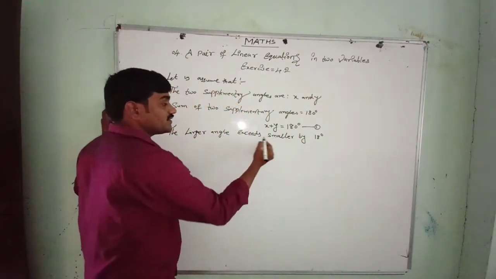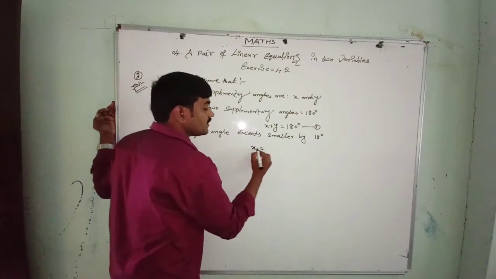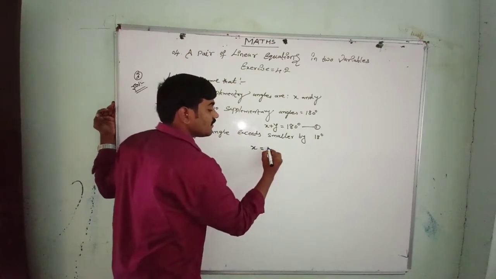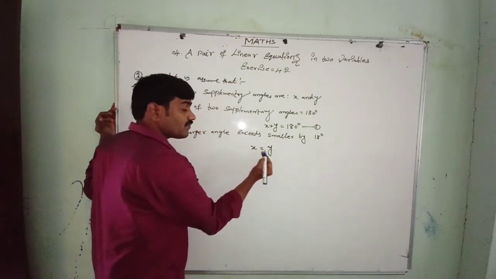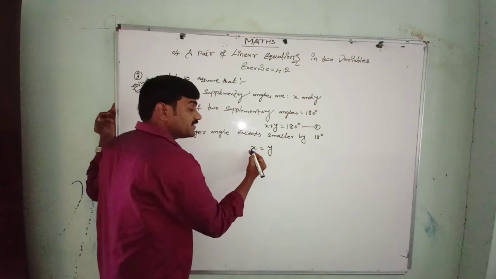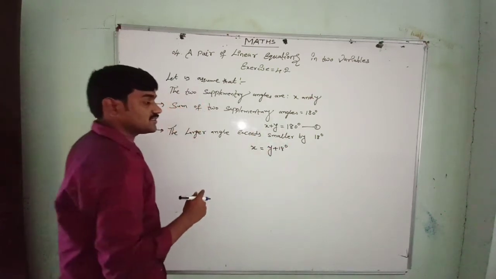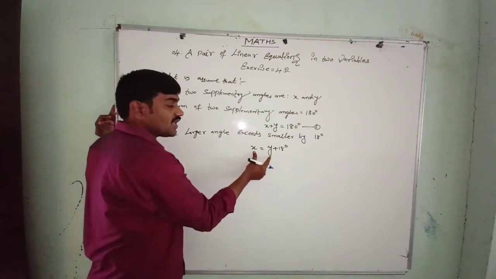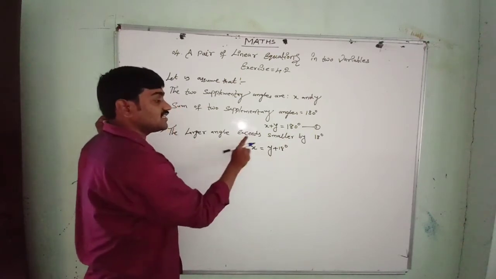That means what will be here? Suppose the larger angle is x. If the larger angle equals the smaller angle, x equals y. But what happened? The larger angle is 18 degrees more, that means y plus 18 degrees. But what is said? The larger angle exceeds.